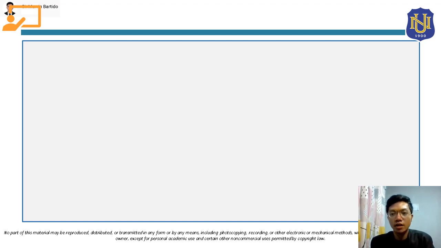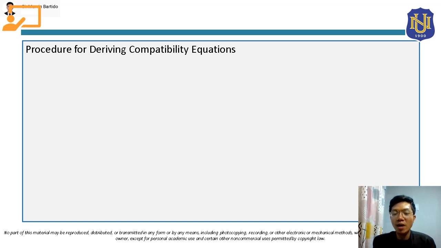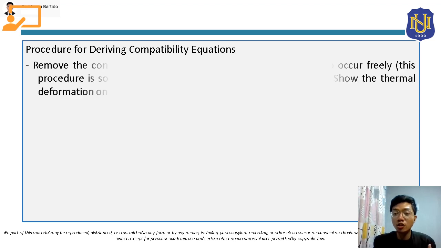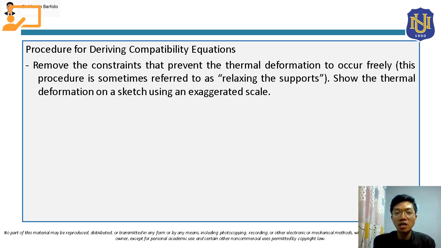Now, for the procedure for deriving compatibility equations in thermal deformations for statically indeterminate members. The first step is to remove the constraints that prevent the thermal deformation from occurring freely. This procedure is sometimes referred to as relaxing the supports. You have to show the thermal deformation on a sketch using an exaggerated scale. So you're going to show if the thermal deformation is contraction or expansion, depending on the change in the temperature.